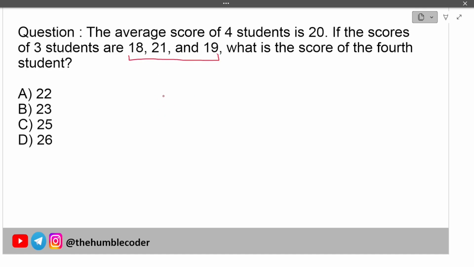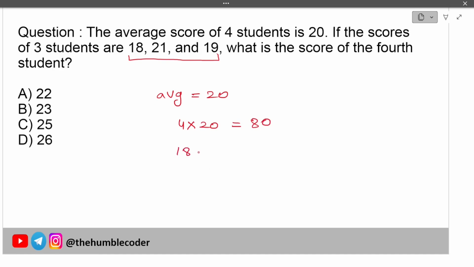We have been given the average of 4 students, which is 20. Now we have to find out the total. Average is for 1 student, right? So how can we find out the total? 4 into 20, which is 80. So 80 is the total score.